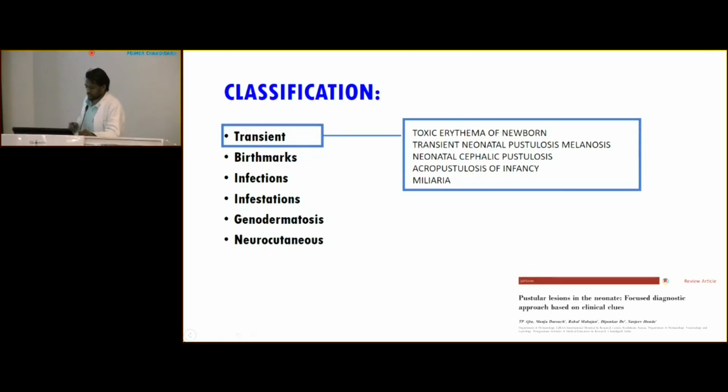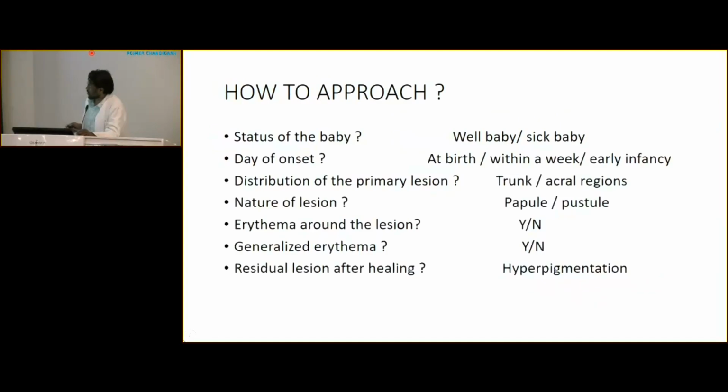We'll just see how to approach this. By the end of this class, every one of us will know how to approach these problems and come to a final conclusion. So how to approach this problem of a rash which appears in the neonatal period? First of all, the first questions which should come to our mind are: status of the baby, day of onset, distribution of the primary lesion, nature of the lesion, erythema around the lesion, whether generalized erythema is present or not, or whether there is a residual lesion after the rash has disappeared. With this set of questions, we can come to a conclusion or a diagnosis.